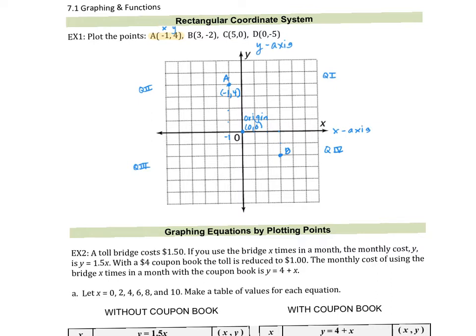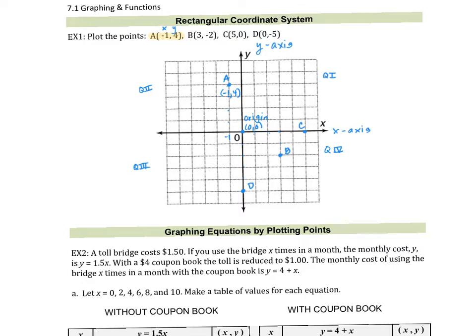C is 5, 0, so 5, 1, 2, 3, 4, 5 on the x, positive, but 0 movement on the y. So this point is actually on the x-axis. It's not in a quadrant. And this would be the point C. And then our last point D is 0, -5. So 0 movement in the x direction, left or right, but we're going to go down 1, 2, 3, 4, 5 to a -5. And this would be our D point, or the point 0, -5.